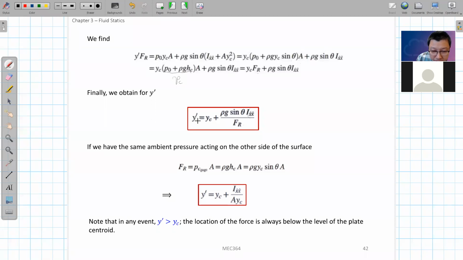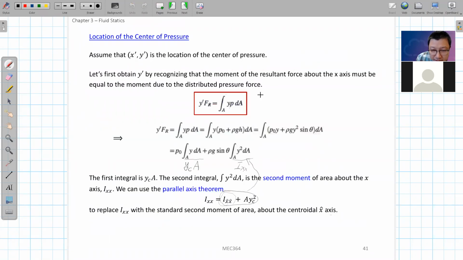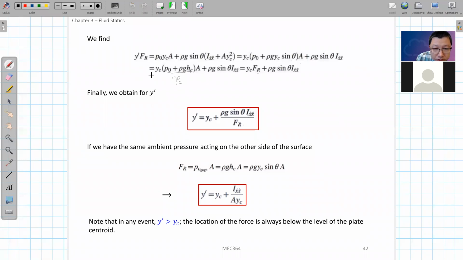Okay, so this gives you the y direction, y prime, and this is similar to what we derived for the magnitude of the resultant force. Remember, if you look at the whole derivation process, especially for the pressure term, when we have this pressure term, our derivation includes this P0, which means that we are using the absolute pressure.